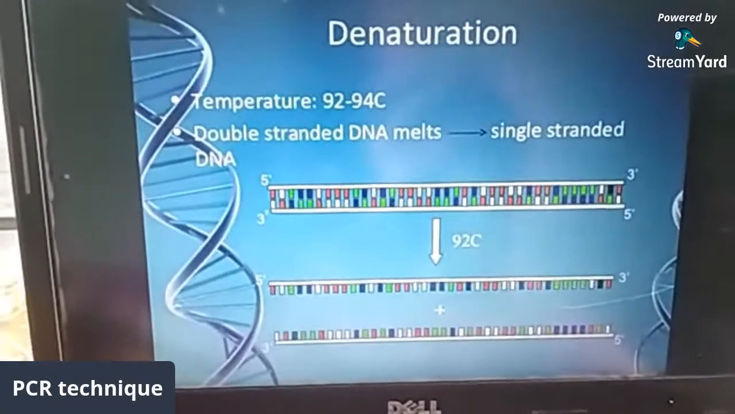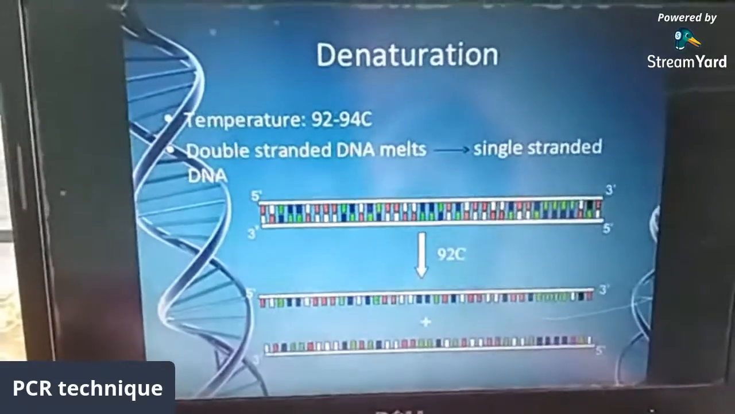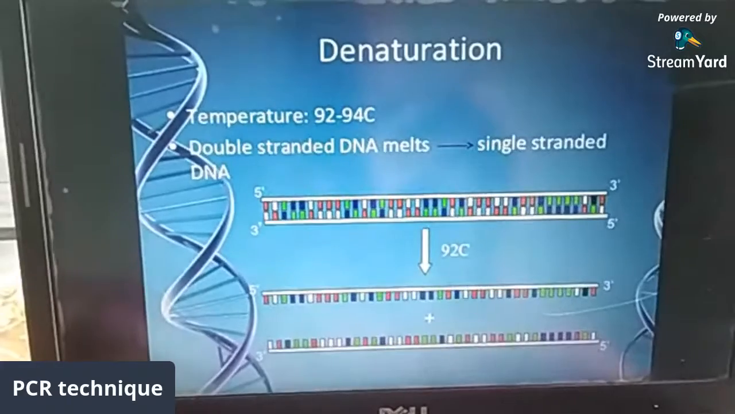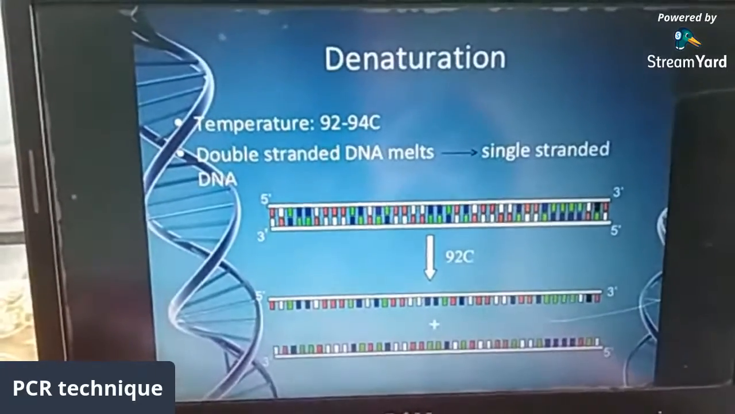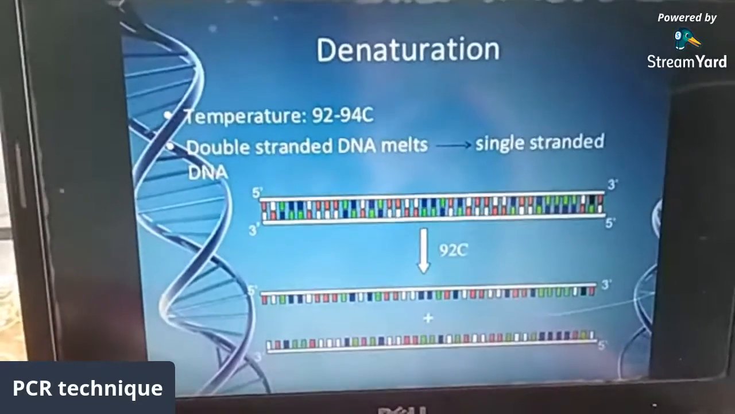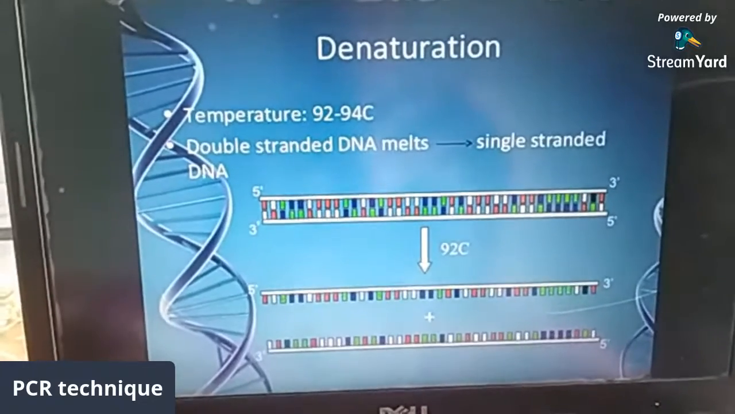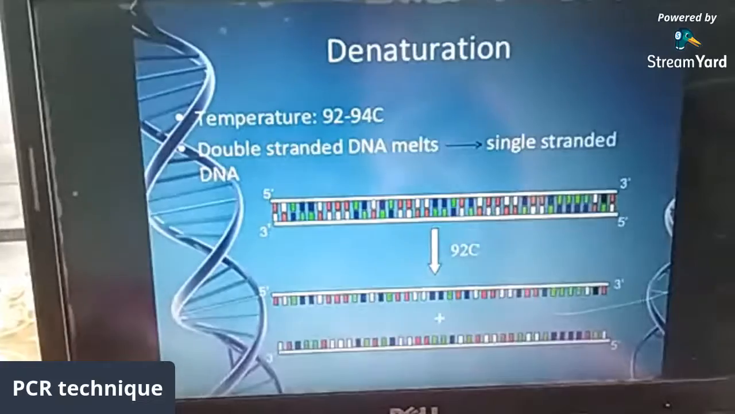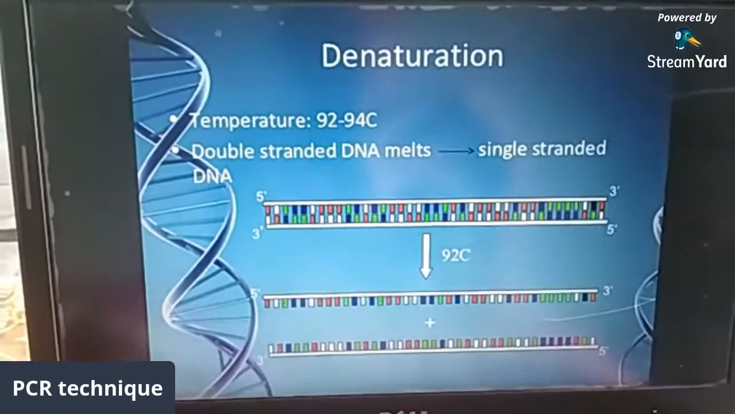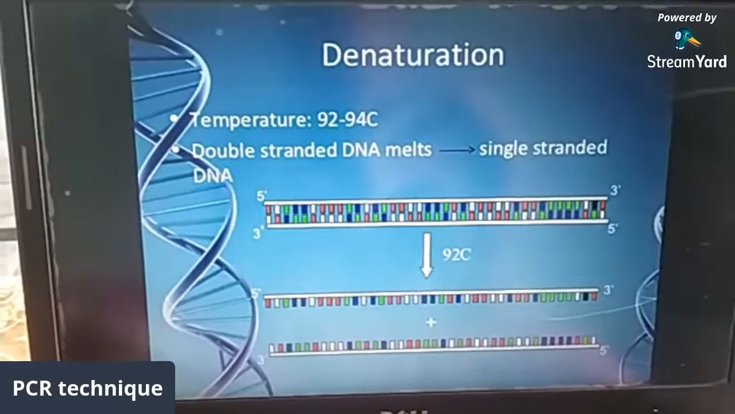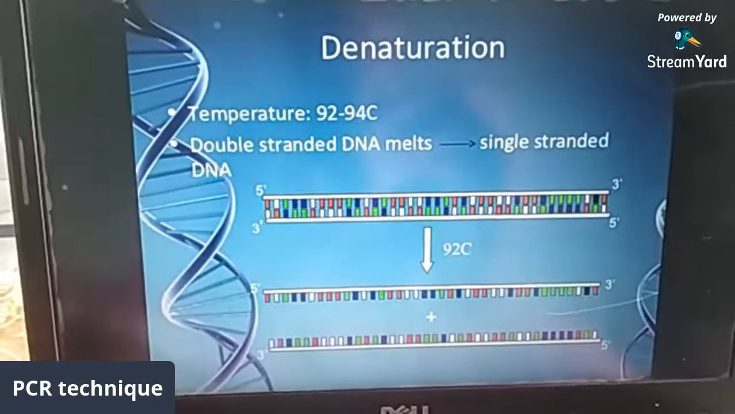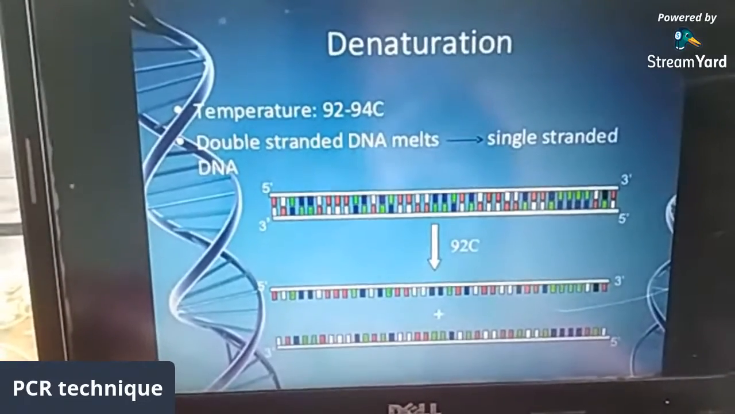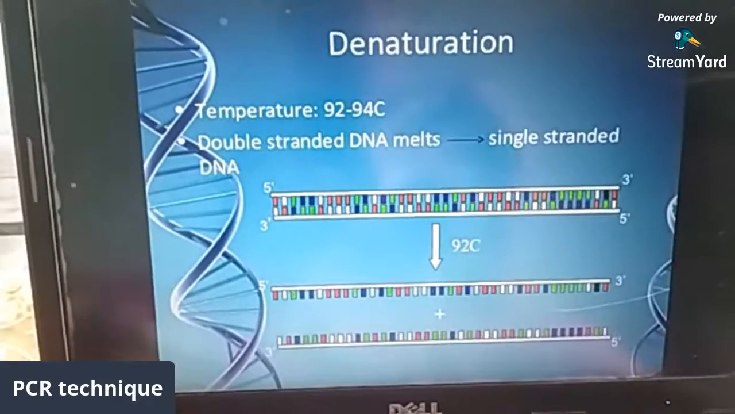Here you must know one thing: this temperature range is very important. During your exam, when you write this answer, you have to remember the exact temperature, because this is a temperature sensitive process. If you write the wrong temperature range, then your whole answer will be incorrect.